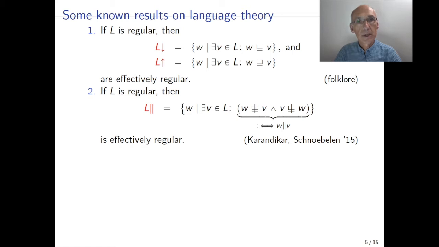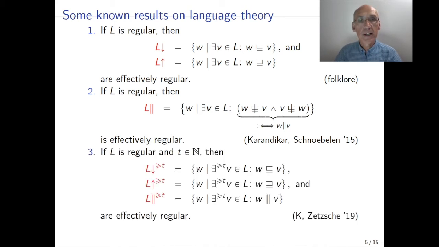Karandikar and Schnoebelen introduced and investigated the incomparability set. That's the set of all words W such that for at least one element V of L, V and W are incomparable, meaning W is neither a subword nor a superword of V. So the incomparability set is the set of all words from A star that are beside, say, some word from L. And they showed that also this set is effectively regular.